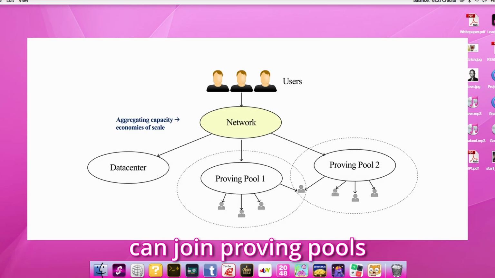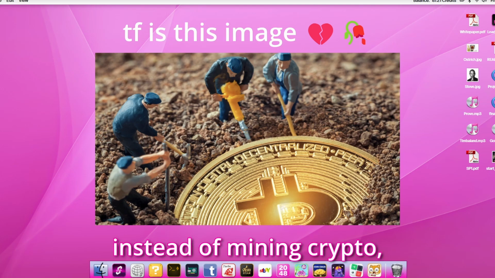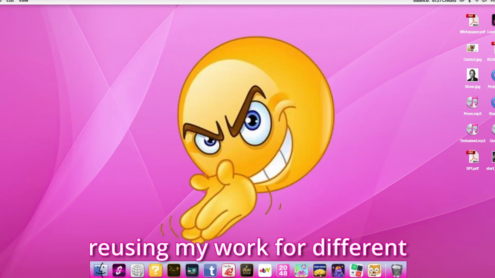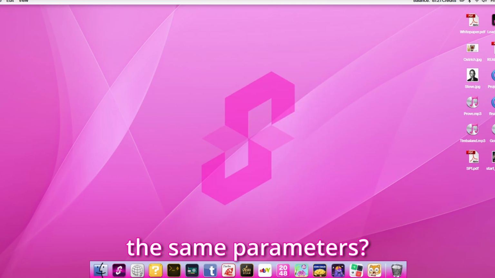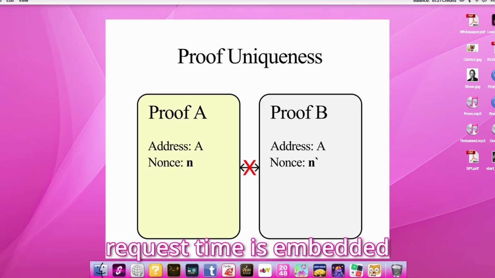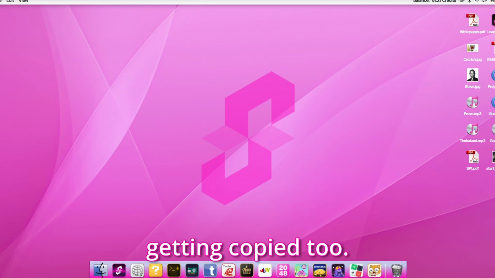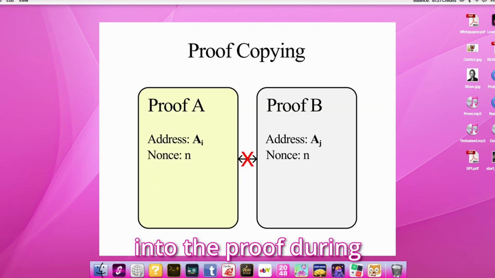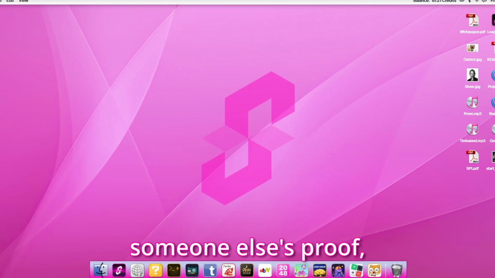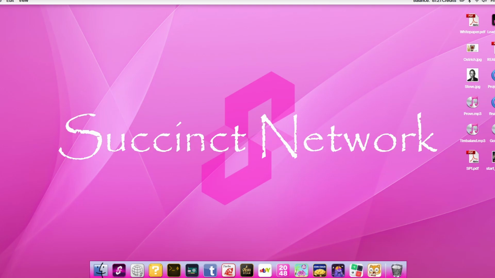You can join proving pools to both contribute to and benefit from the network. Think mining pools, but instead of mining crypto, you're generating zk proofs. You might be thinking, what if I keep reusing my work for different requests which have the same parameters? Well, nice try, Diddy, but that's not possible because the nonce generated at request time is embedded into the proof. Moreover, there is a mechanism to prevent your proof from getting copied too. You see, the address of the prover is embedded into the proof during proof construction, so it becomes impossible to copy someone else's proof, and you would essentially have to just generate one from scratch. And that is how Succinct Network works.